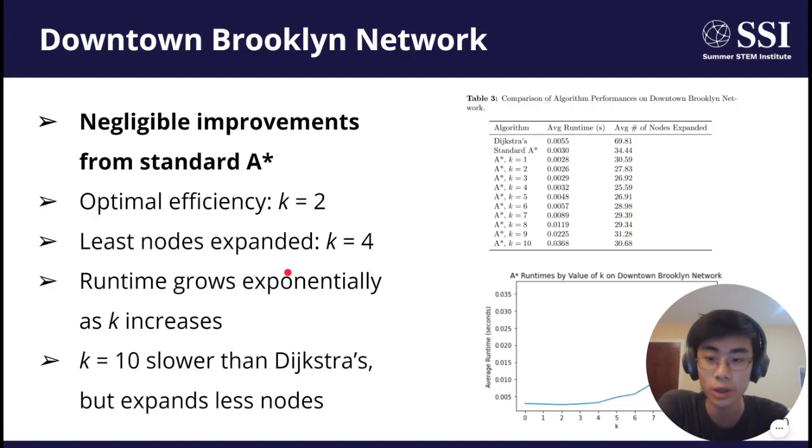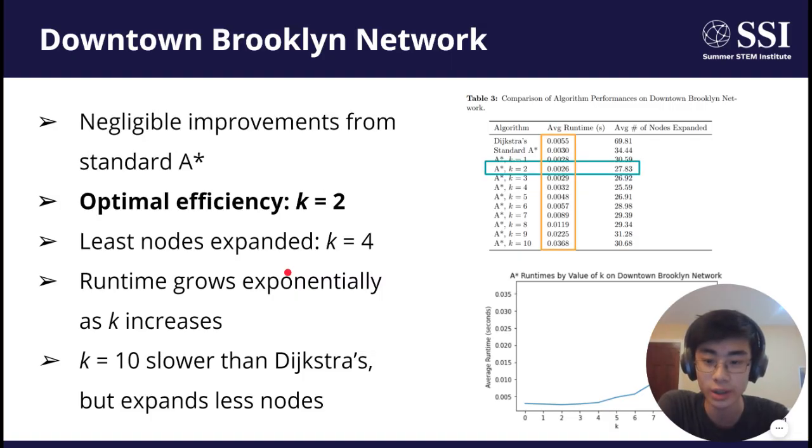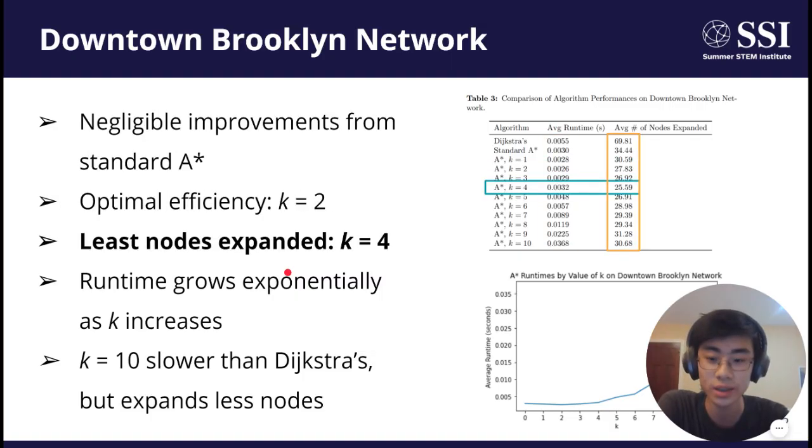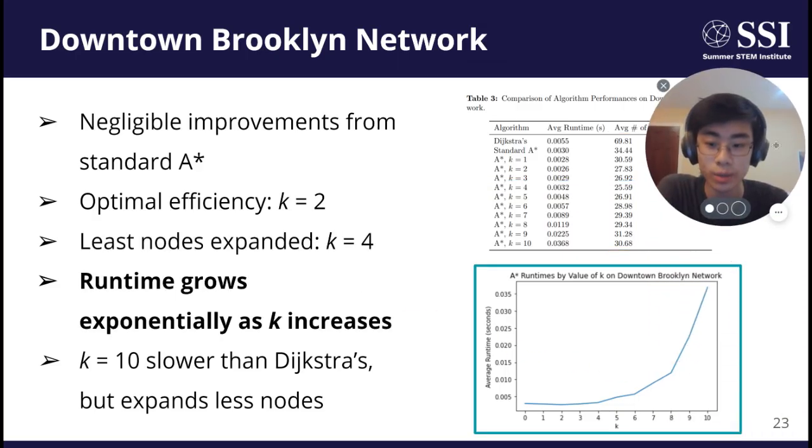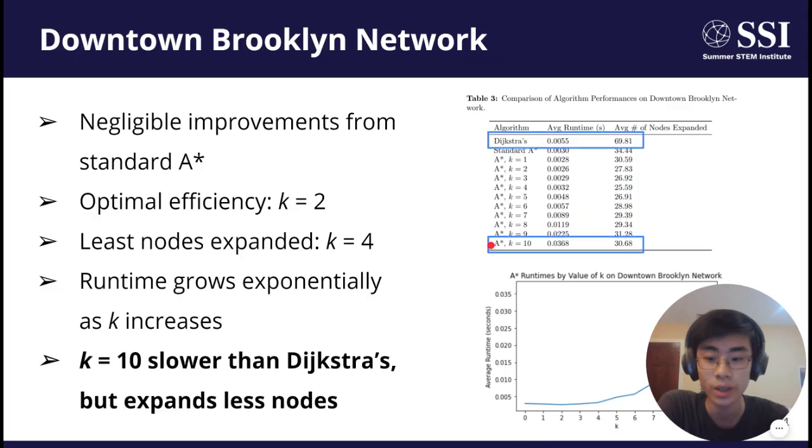Now here are the results, starting with the downtown Brooklyn network, where we find negligible improvements from standard A-star. Specifically, the optimal efficiency occurs when k equals 2, and the least number of nodes are expanded using the 4-step look-ahead heuristic. As you can see in this graph, the runtime grows exponentially as k increases. And A-star with k equals 10, which is the largest value of k that we test, results in a slower runtime than Dijkstra's, but still expands fewer nodes.